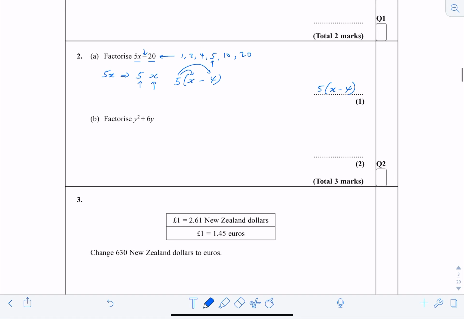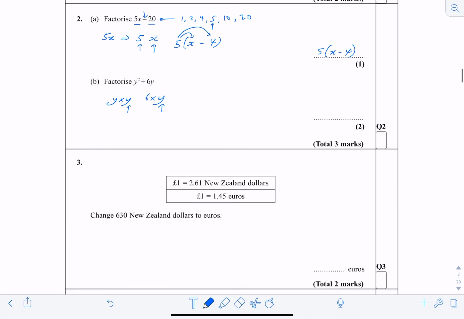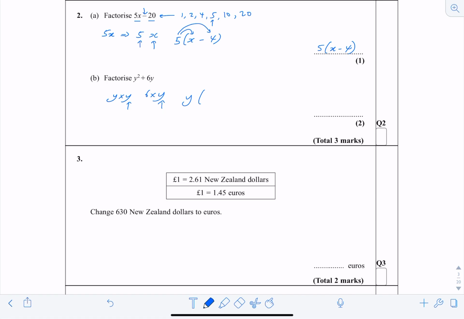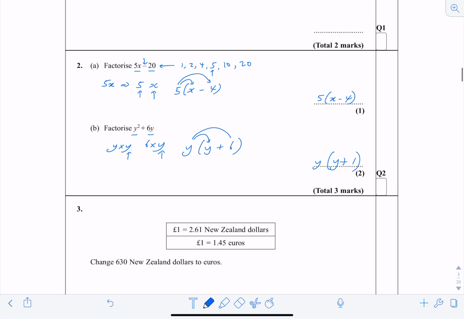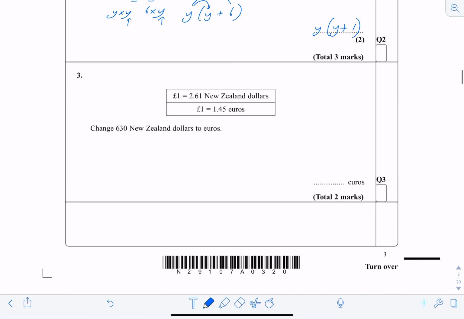Factorize y squared plus 6y, same thing. My factors are y times y, and the other one is 6 times y. The common factor is y, so I'm going to pull that out and get y times y plus 6. I can always check my answers by multiplying out these brackets. If I multiply this out, I get y times y, which is y squared, and plus 6 times y, which is 6y. Now remember also, for questions like this, it's not saying what is y or solve an equation. These are just expressions. Very important to remember.